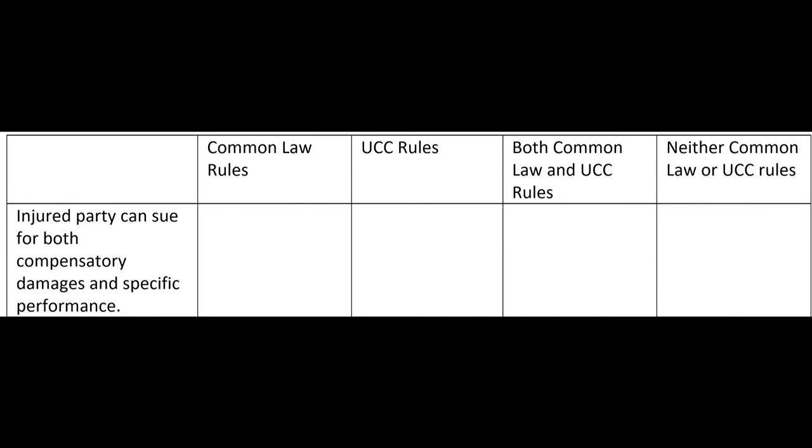You cannot sue for both under the common law or the UCC, so we're going to put the X in the last column here. Because you can't sue for both compensatory damages and specific performance, but you can sue for one or the other most of the time. What does that mean? Well, there are times when you can sue for specific performance and times when you can't. You could always sue for compensatory damages, but you cannot always sue for specific performance.